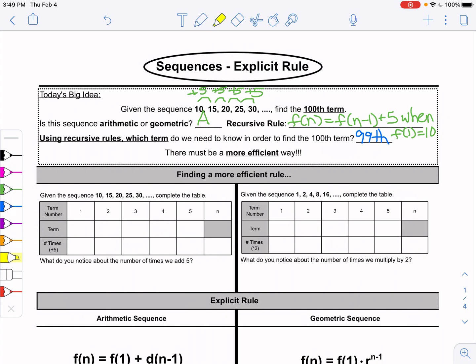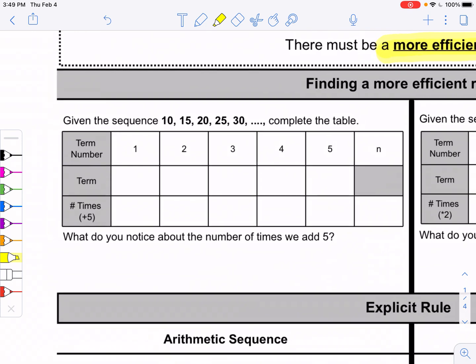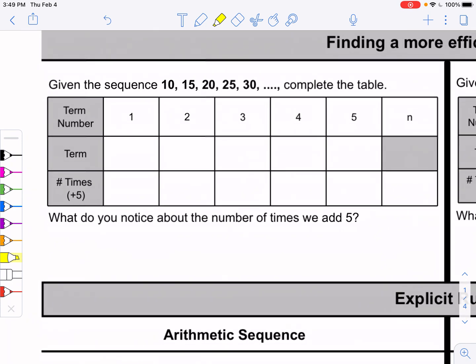When I talk about efficiency, that means it's a faster, easier, quicker, better way. So let's take a look at this. Recursive rules are easy if you know the term before and the rule automatically, and the common difference or common ratio, but I don't want to list 99 numbers out. That would take forever. So we're going to find a more efficient way. Today we're going to look at the arithmetic side, and tomorrow we will look at the geometric side.